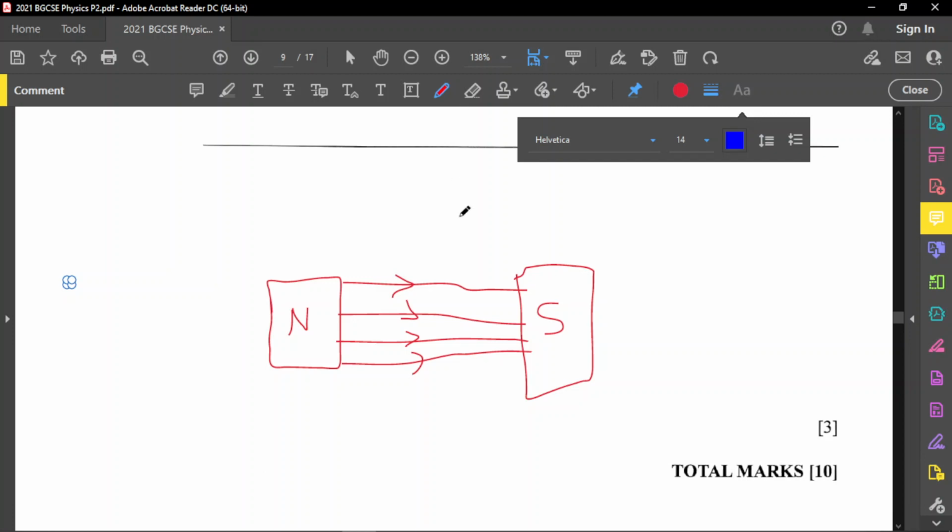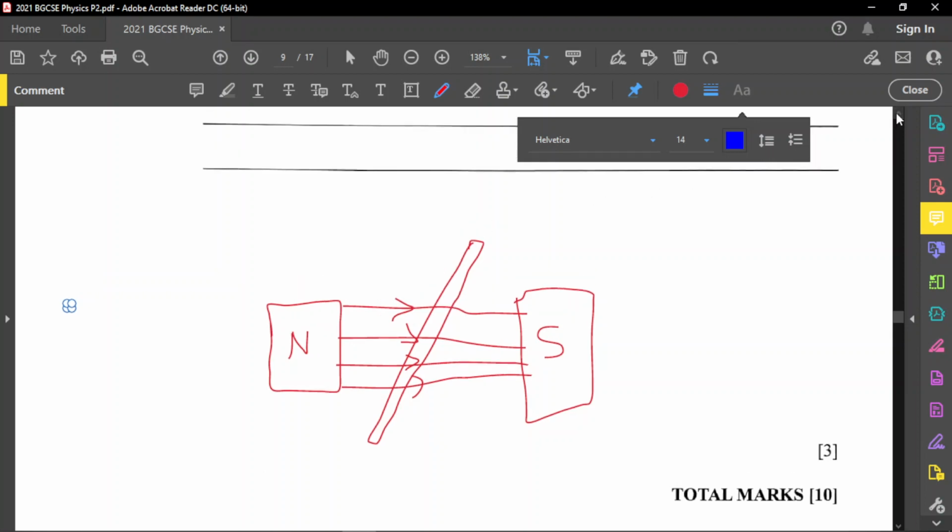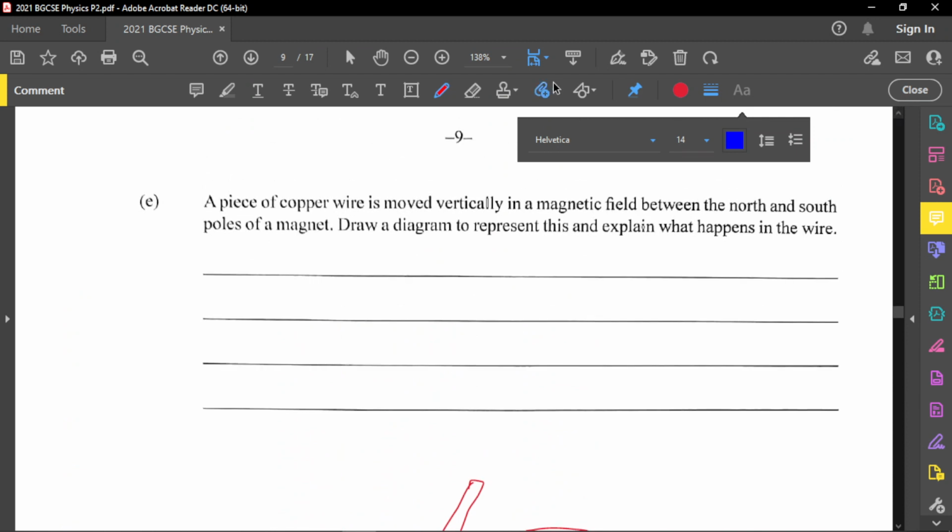Then you draw the wire. This will be the wire going through the field, the copper wire right there. That will be the diagram. Please label them: north pole and south pole for the poles of the magnet, and label the copper wire. Please label your diagrams as well. That's a good habit whenever you draw diagrams, to indicate what is what.